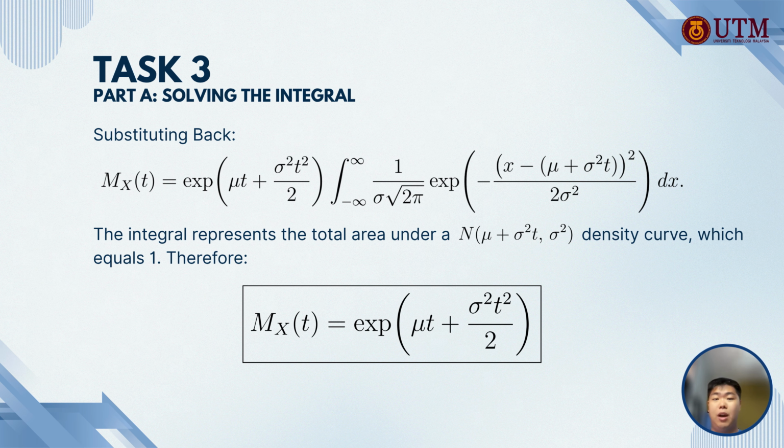When we substitute our expanded exponent back into the main equation, we factor the constant terms out of the front. Look at the remaining integral. It perfectly matches the structure of a normal probability density function with a shifted mean of mu plus sigma squared t. Since the area under any valid PDF must integrate to exactly 1, the entire integral evaluates to 1, leaving us with our clean, closed-form moment-generating function.